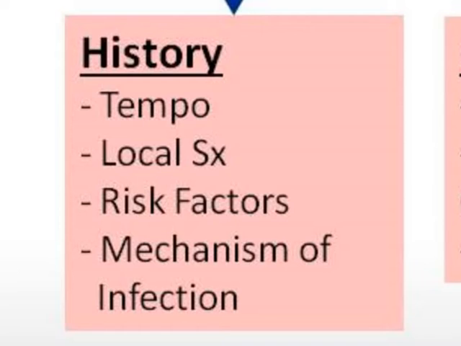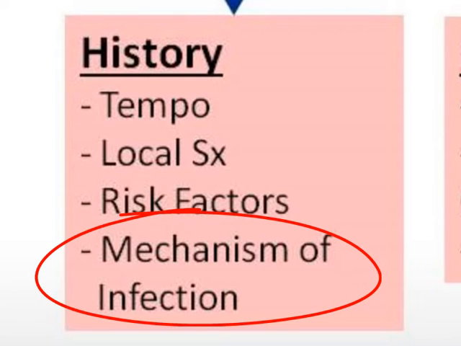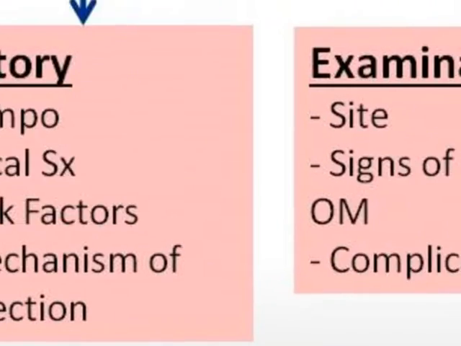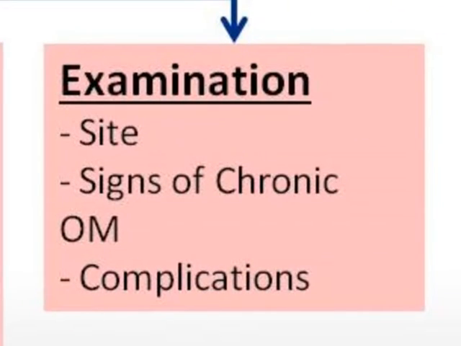Also, ask about the mechanism of infection in such patients. On examination, you might want to look at the site of the infection, which might give you a clue as to how this problem might have occurred. Look for signs of chronic osteomyelitis, such as a discharging sinus at the affected site, and remember the complications of osteomyelitis. For example, in vertebral osteomyelitis, look for neurological complications.